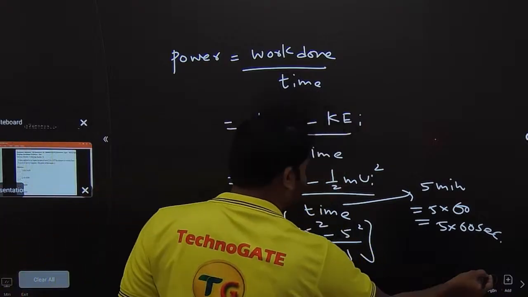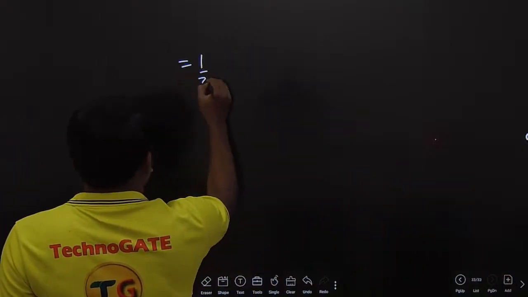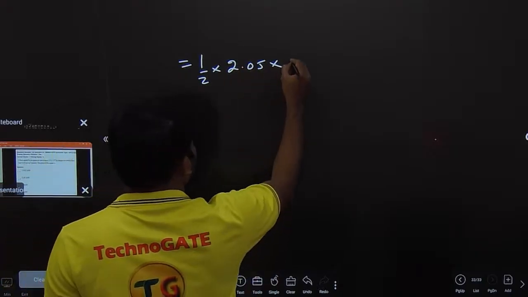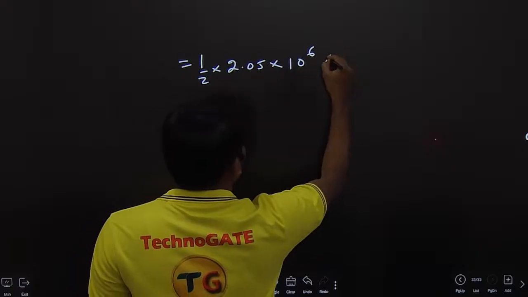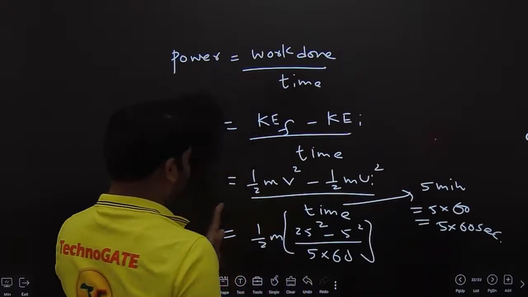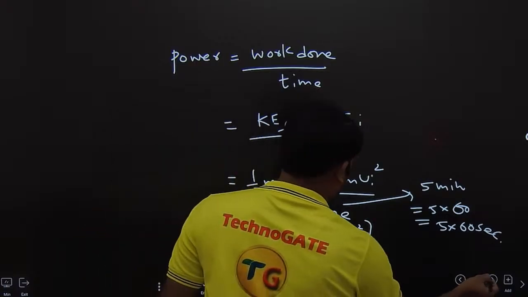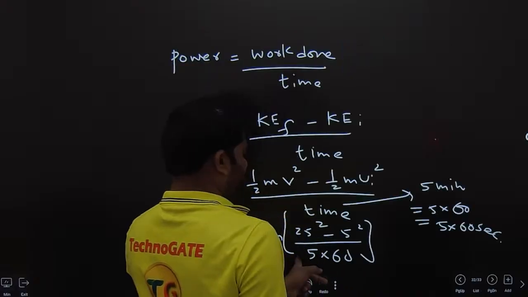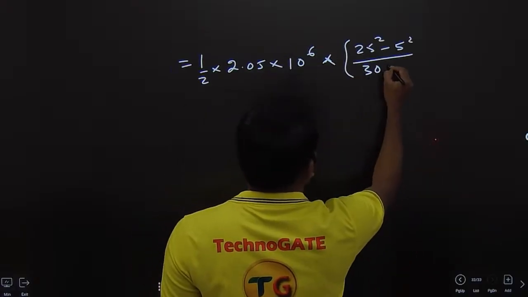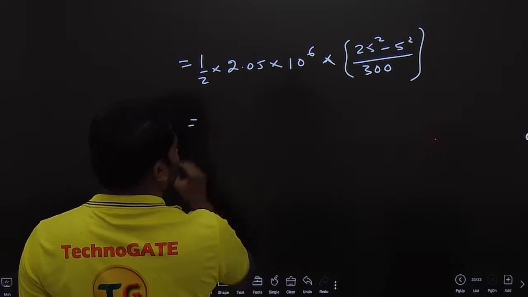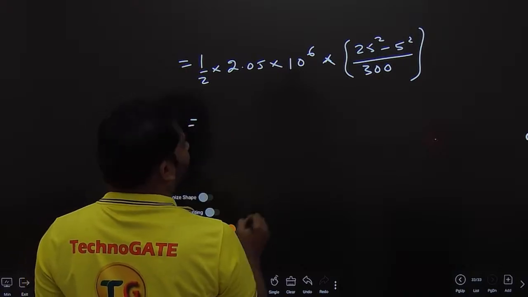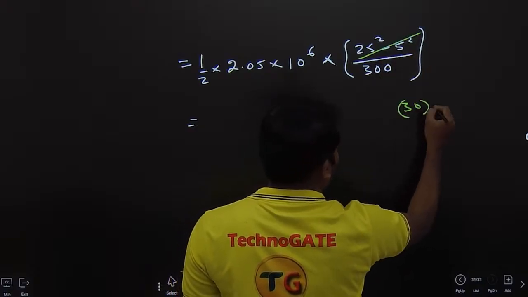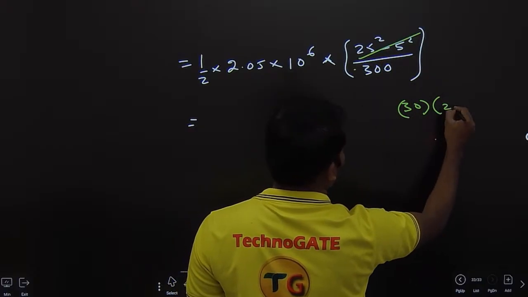Let me substitute the values. 2.05 into 10 power 6, half m into v square minus u square. So 25 square minus 5 square, divided by 5 into 60, which is 300. If you simplify this, we are getting 25 square minus 5 square, which is 25 plus 5, that is 30, into 25 minus 5, a plus b into a minus b, which is 20.